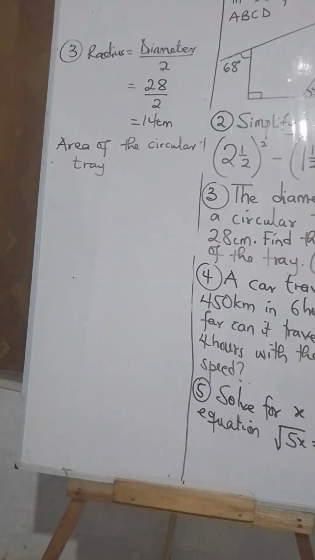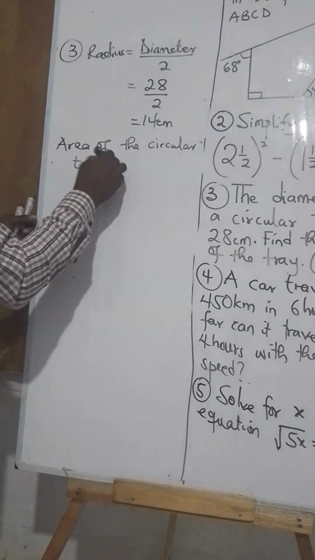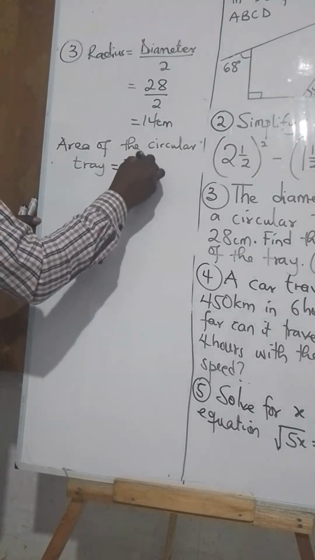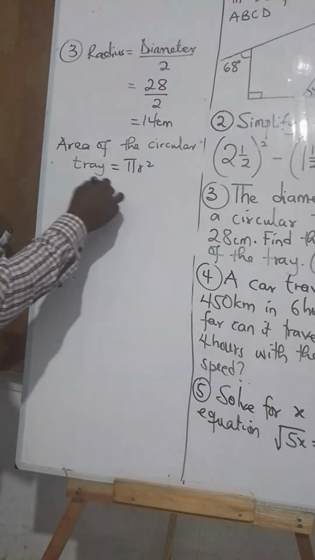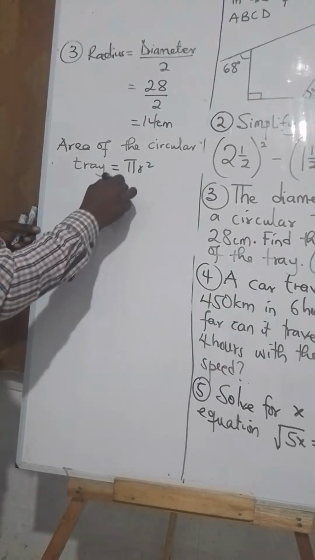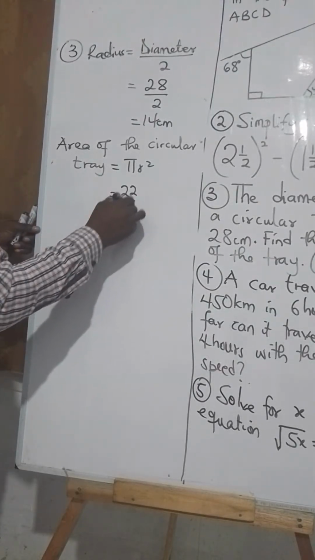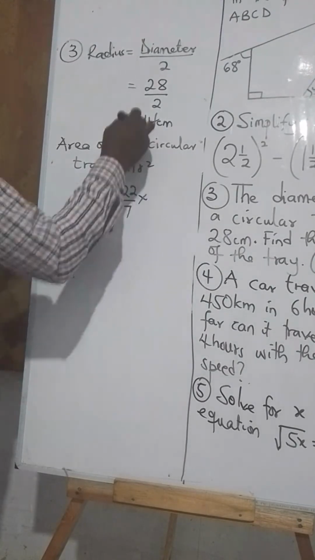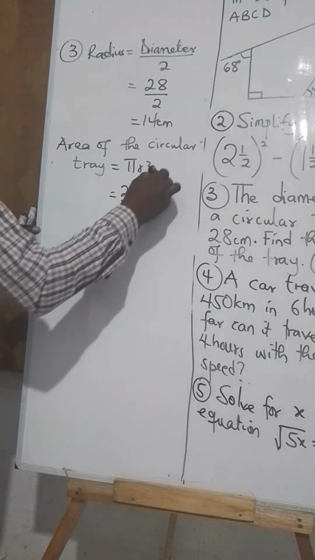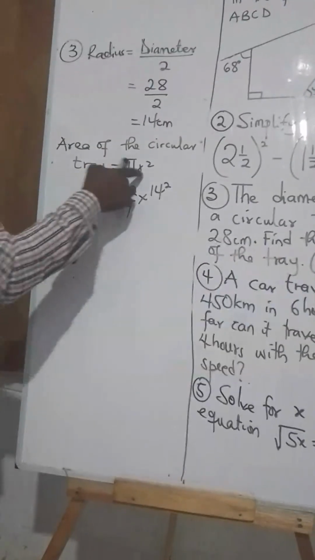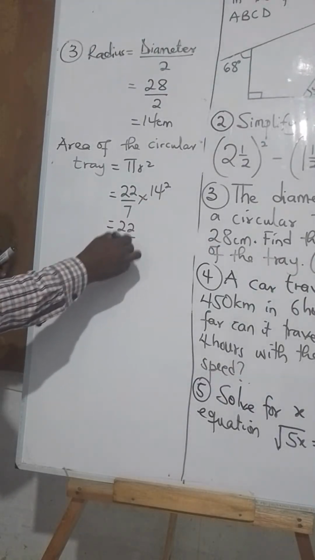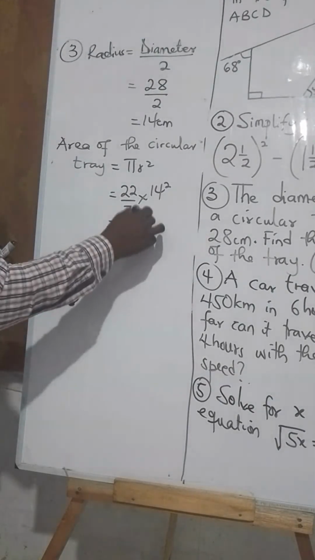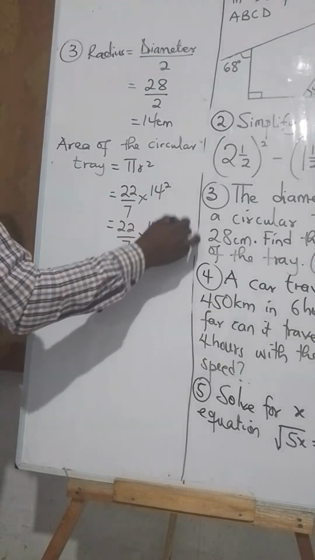So we have the area of a circle. They are talking about the area of a circle, which is pi r squared. And we are given that pi is 22 on 7. So 22 on 7, and the radius is 14, so 14 squared. Here we have 22 on 7 times 14 by 14.